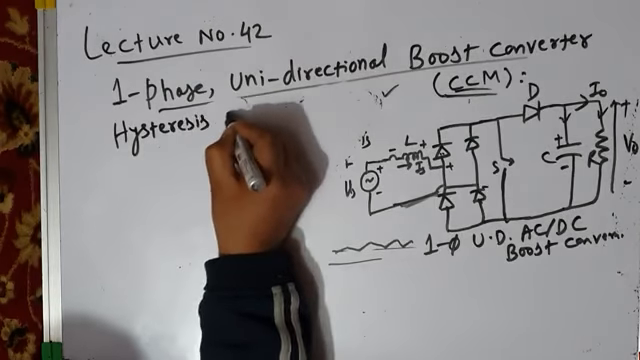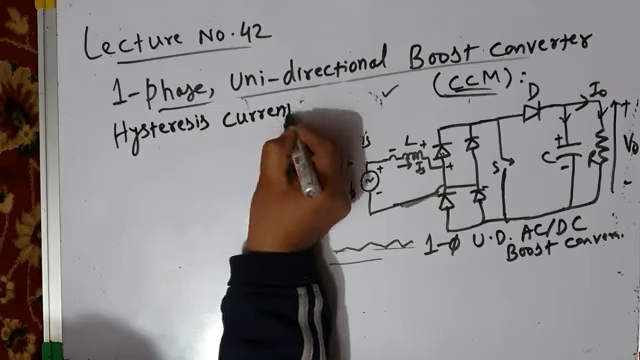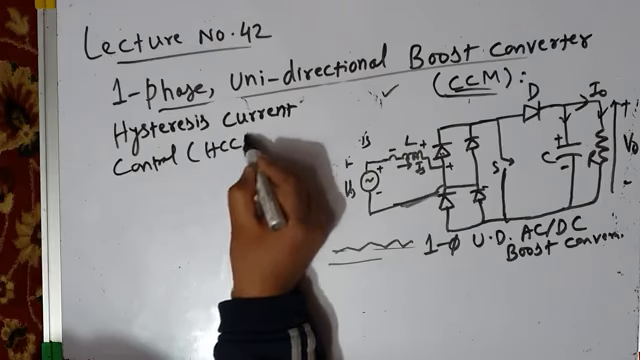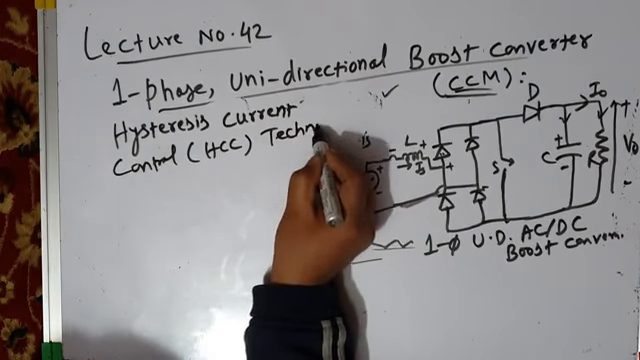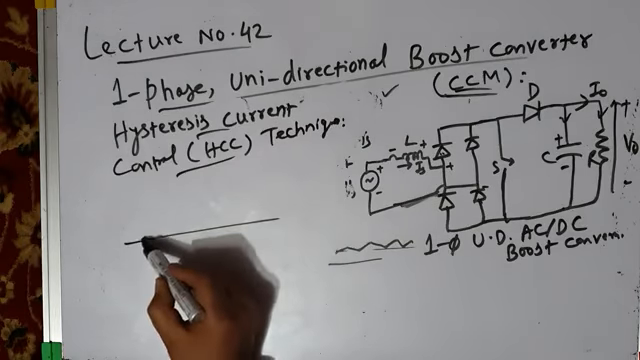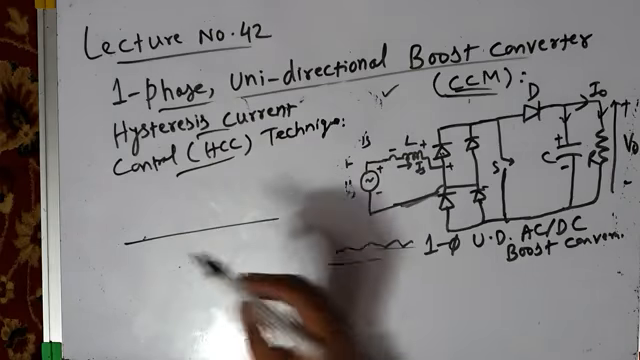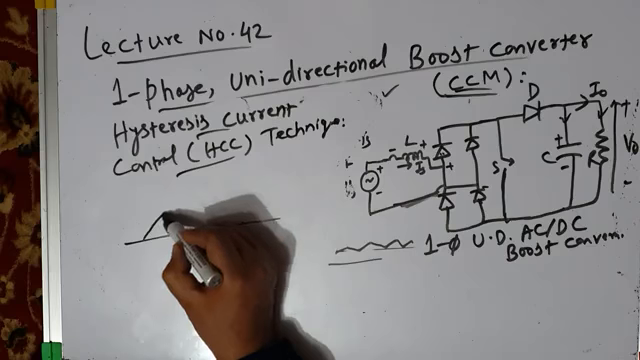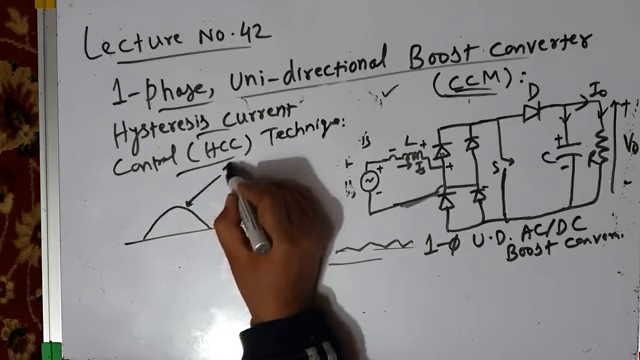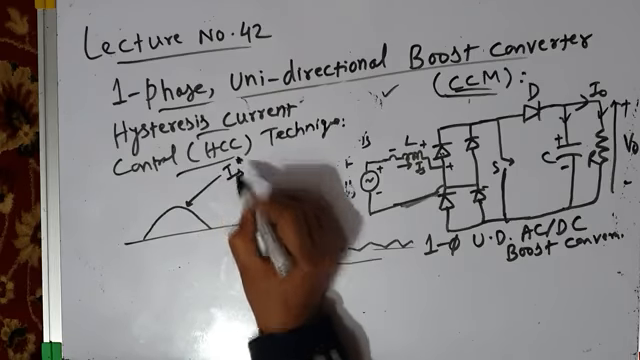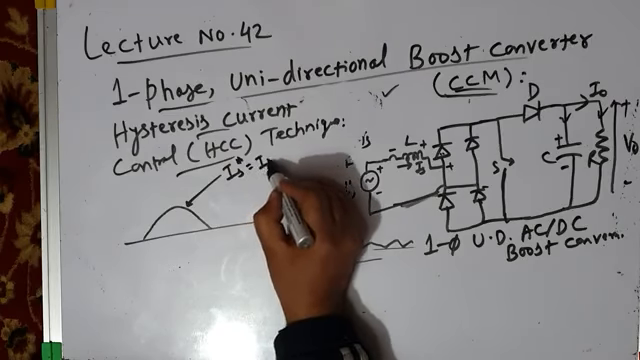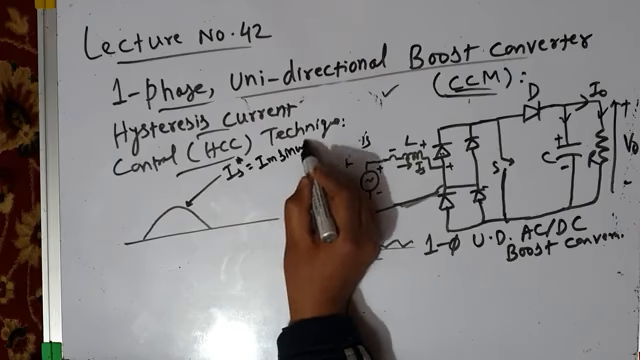Hysteresis current control, that is the HCC technique. In the hysteresis current control technique, what we do, for example, is generate a reference current. हम एक reference current positive half cycle में भी generate करते हैं और negative half cycle में भी. Suppose this is the reference current IS star, the source current, which is purely sinusoidal in nature, equal to Im sin omega t.